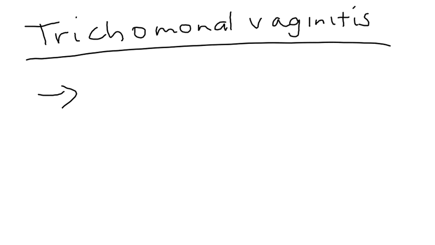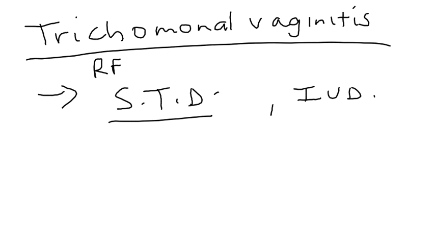Trichomonas. Trichomonal vaginitis. Trichomonas actually is very interesting. It's an STD, a sexually transmitted disease. So that's why it happens. Risk factors or causative factors: you can also get it with IUD use, but this is the real reason.